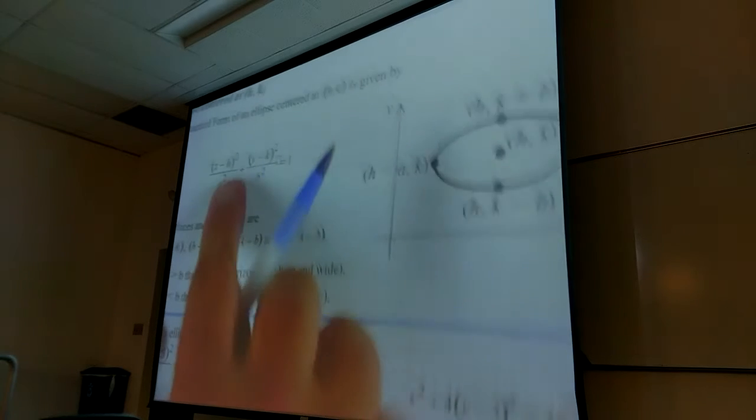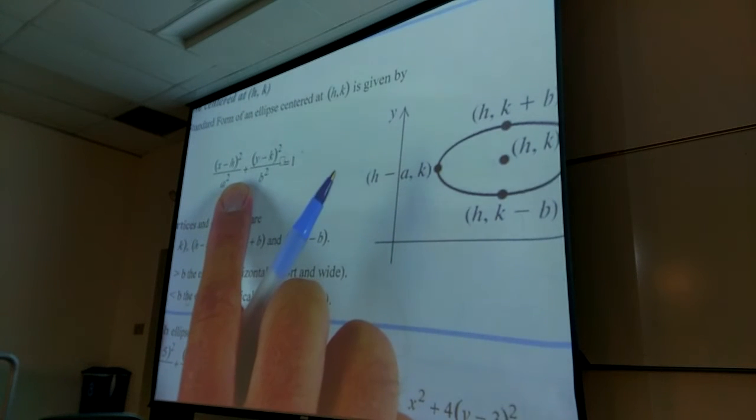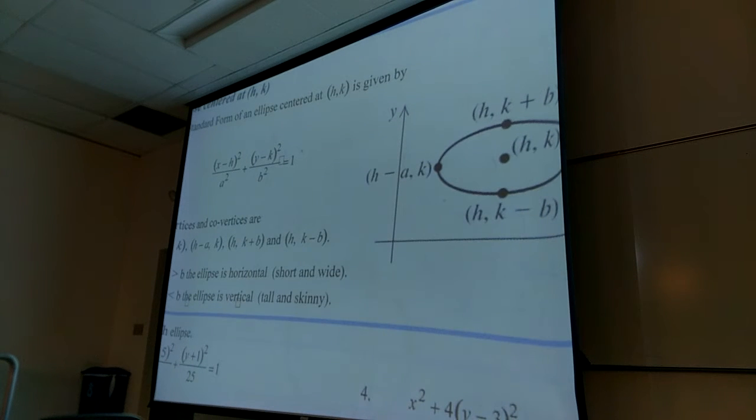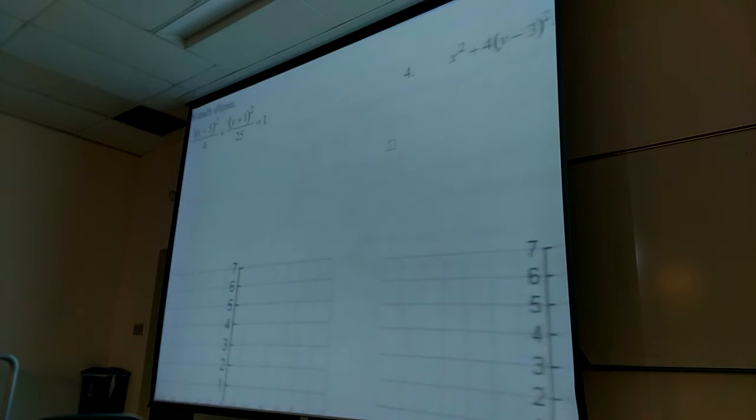This works the exact same way. You just find the center first and then start counting, just like circles. You're just counting in a different amount in the x and the y direction. So do number 3.